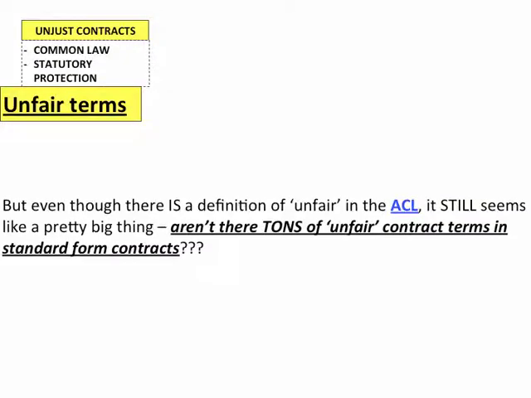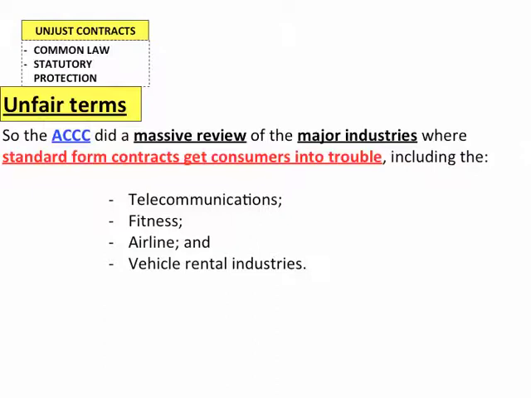But even though we do have this definition of unfair, and it still seems like a pretty big thing, wouldn't you think that there are tons of unfair contract terms in these standard form contracts? And if your feeling is, yeah, there's the law there, but heaps of businesses are ripping off their customers, you're right, your feeling is correct. And the ACCC had that same feeling. So the ACCC did this review in 2013.